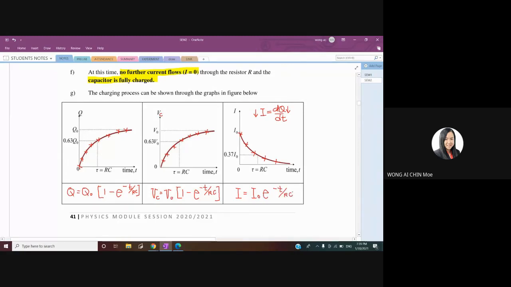You may pause the video if you cannot follow, to copy down the equations. So this is for the charging process. In the charging process, your Q is increasing, your V is increasing, but your current is reducing because it depends on the charge flow.